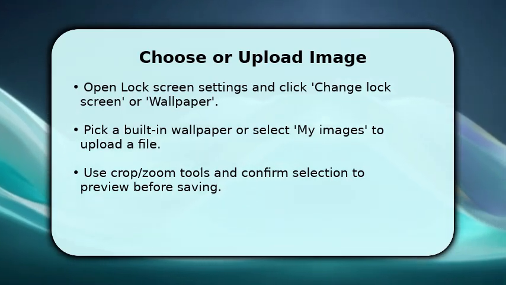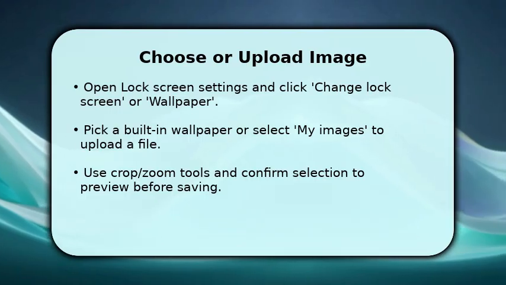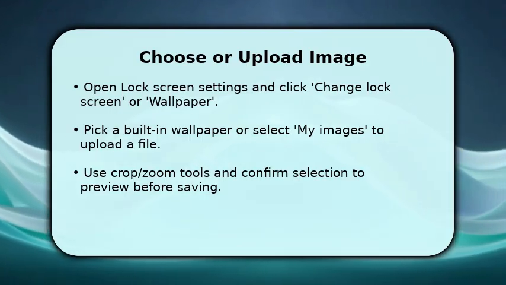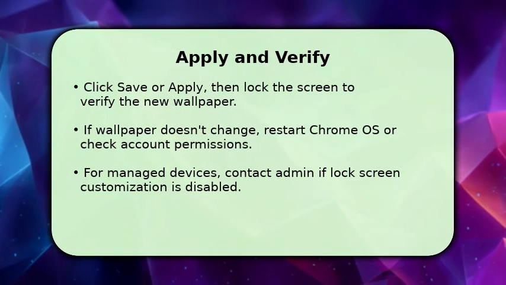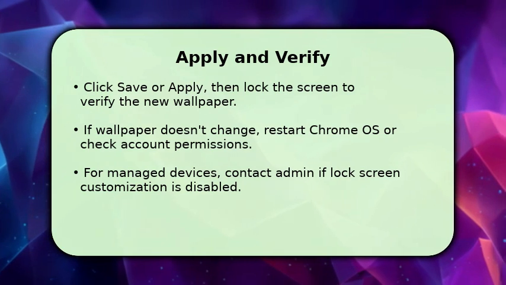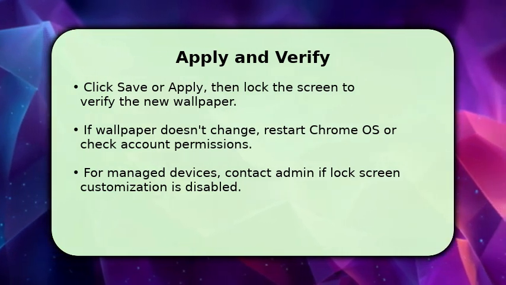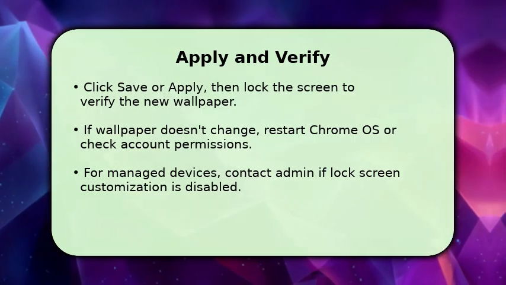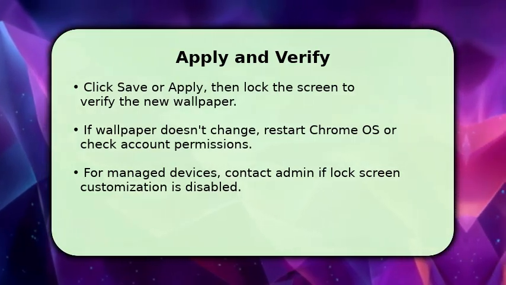When it looks right, confirm to finally apply the selection and lock your Chromebook to verify the new lock screen wallpaper appears as expected. If you don't see the change, restart Chrome OS to clear temporary glitches and try again, because a quick reboot often resolves sync or cache issues.